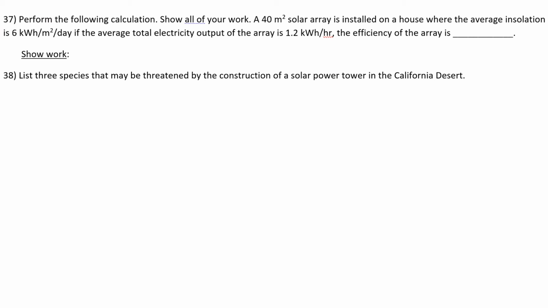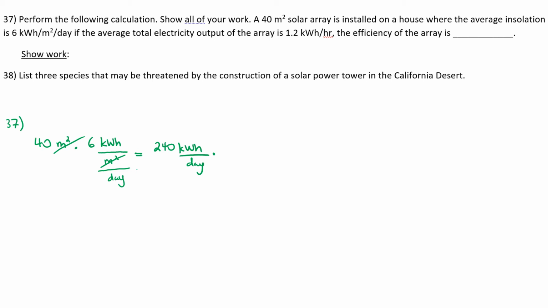Okay, perform the following calculations. A 40 square meter solar array is installed on a house where the average insolation is 6 kilowatt hour per square meter per day. If the average total electricity output of the array is 1.2 kilowatt hour per hour, the efficiency of the array is. So let's start off with the number that's given to us. I'm going to write 37 right here, y'all. We have 40 square meters. Okay, and then we're going to multiply it by the 6 kilowatt hour per square meter, and then per day. That actually gets this to cancel out, and then this equals 240 kilowatt hour per day.